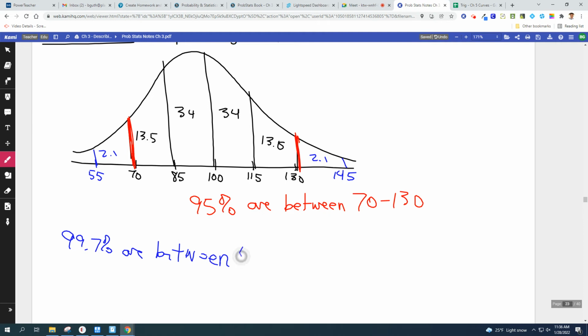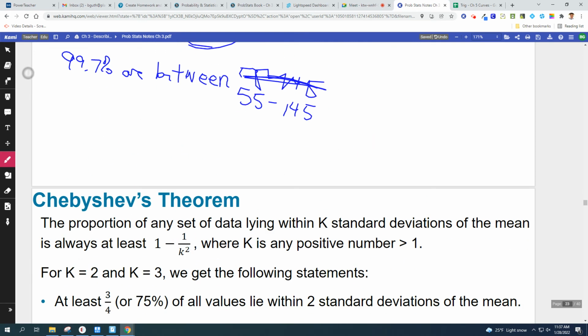Super laggy. 55 and 145. That's not the answer. 55. There we go. And 145. That's not the answer because they asked us about 70 to 130. But I like those questions. That's the empirical rule. And again, the empirical rule only works when it's bell-shaped.